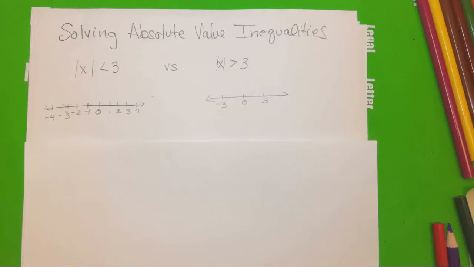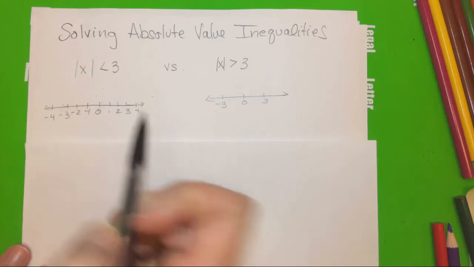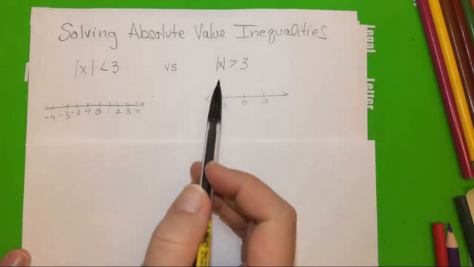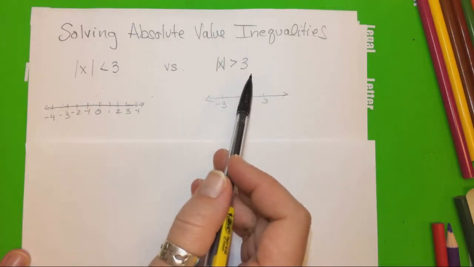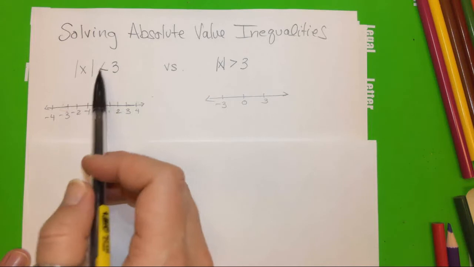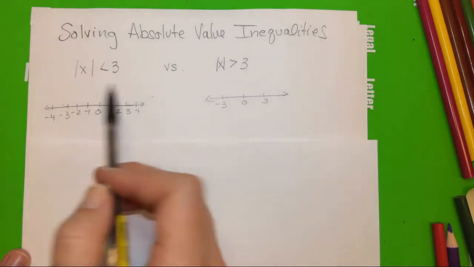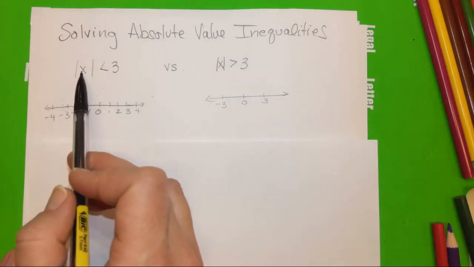Okay, we're going to learn how to solve absolute value inequalities. And we have two main inequalities. We have the case that is less than 3, and we have the case that is greater than 3. So we're going to look at the numbers that we could plug into both and what the graph looks like.